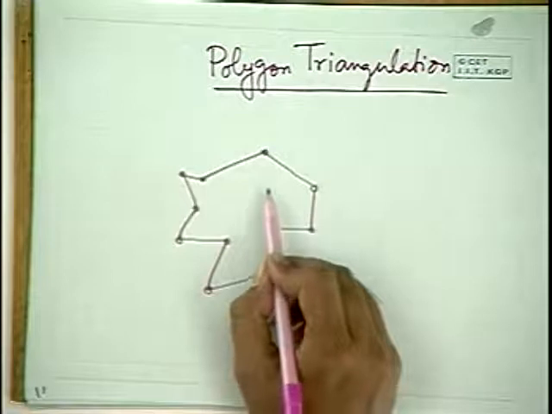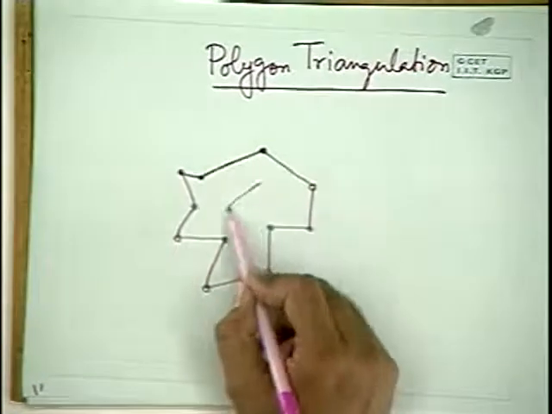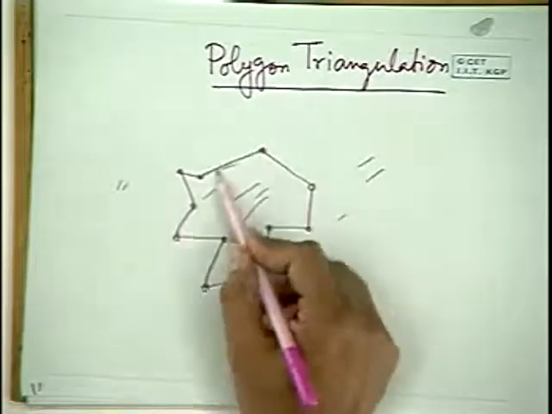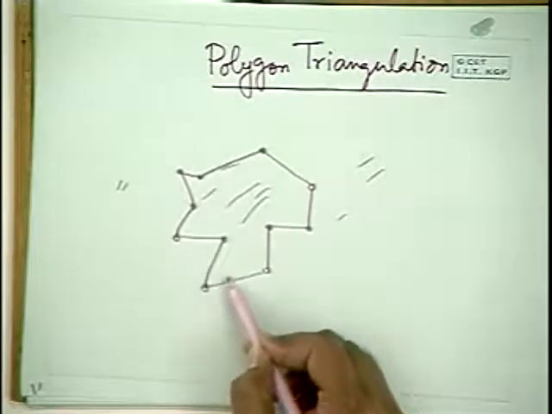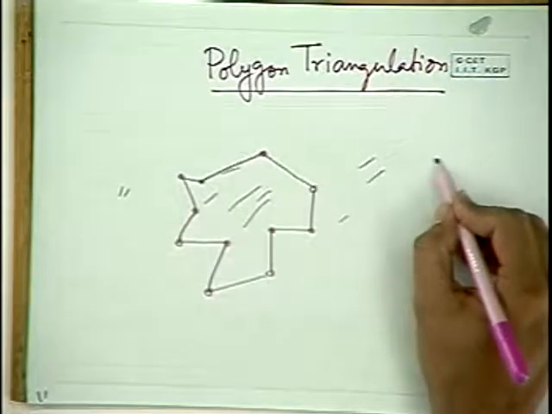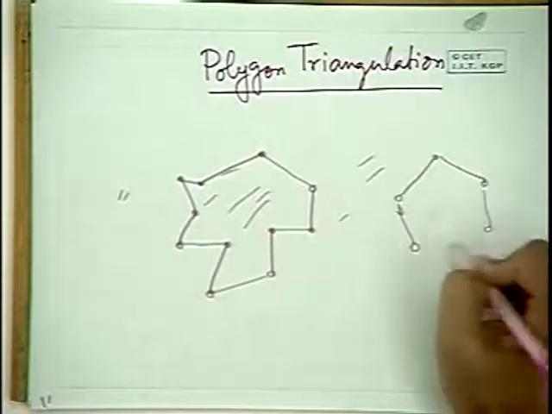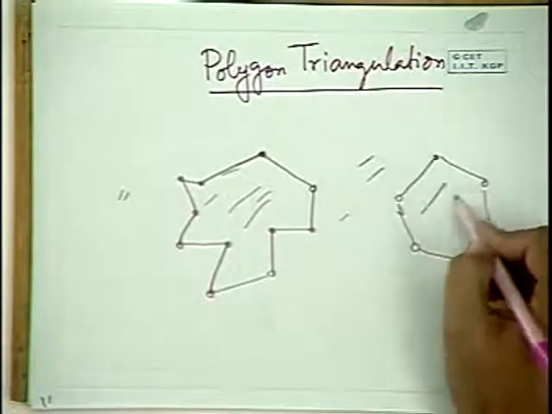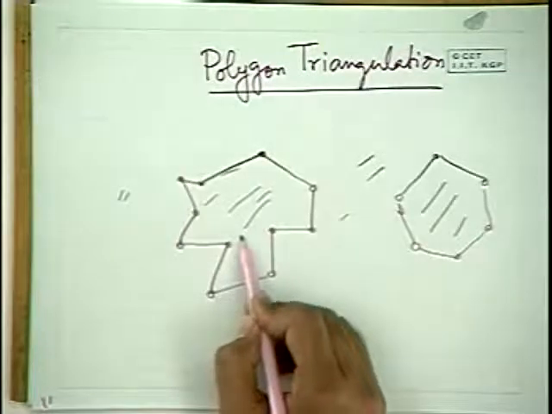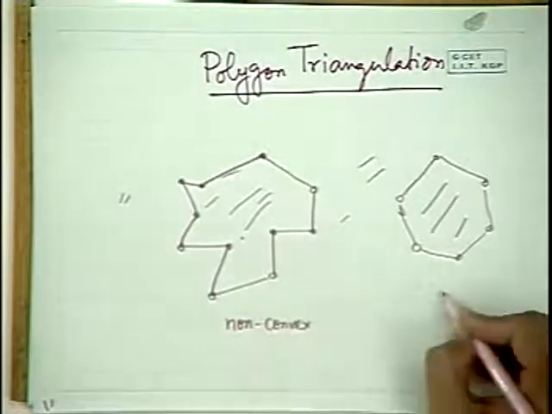When we give this set of edges with vertices, it has a distinct sense of what is interior. This is the interior of the polygon and this is the exterior. We call this the boundary, which consists of edges and vertices. Now a polygon can be convex, like here I am drawing a convex polygon. The one I drew previously is a non-convex polygon. This is a convex polygon.